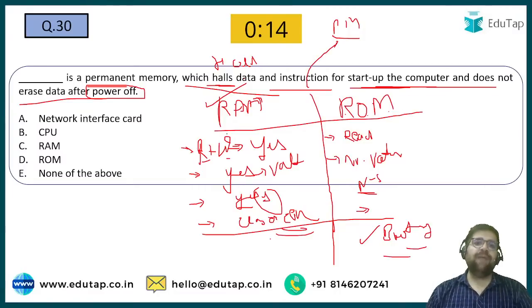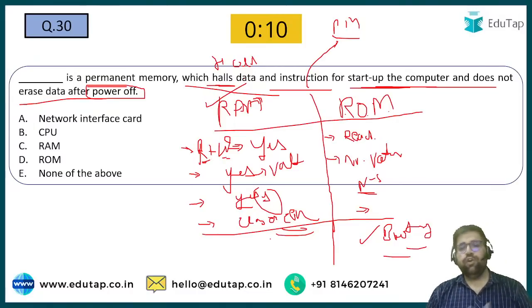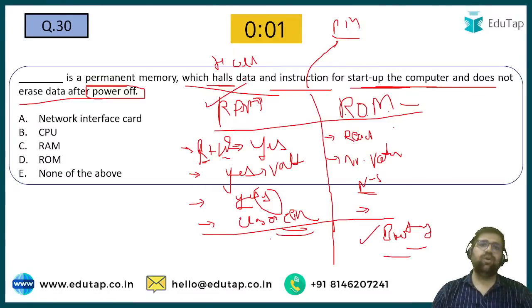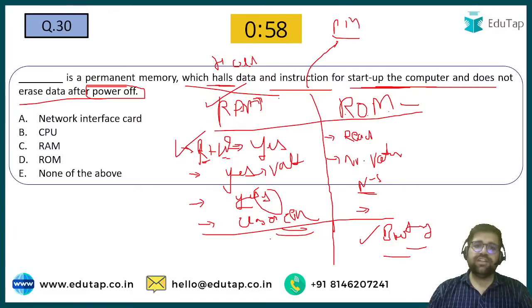First thing, in RAM you can do reading and writing. Yes, you can do it. If you do not agree with me, definitely you can leave the session right now, because you yourself will get confused. In ROM you can only do read. Read means you can only read it. You cannot make any changes. So this is your first difference.